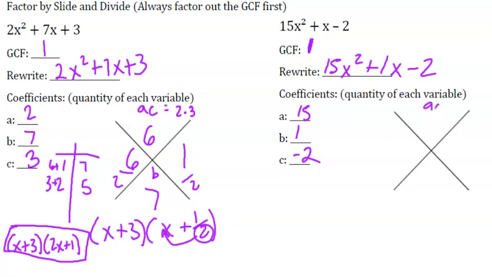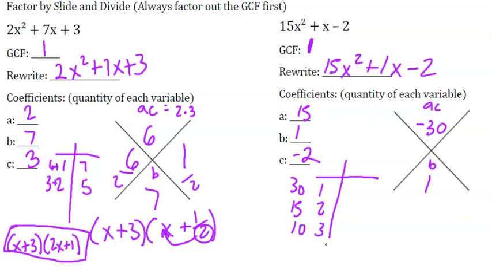A times C is 15 times negative 2. That's negative 30. B is 1. We'll find two numbers that multiply to give you negative 30, and they add to give you 1. Let's write out those factor pairs. So 30 and 1, 2 and 15, 3 and 10, 4 is not divisible, and then 5 and 6.